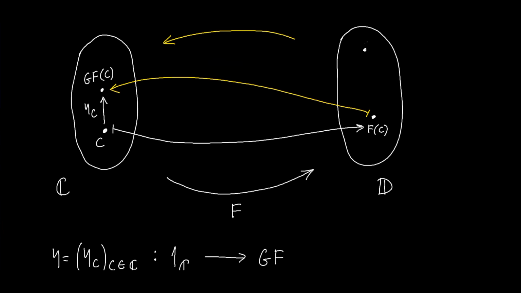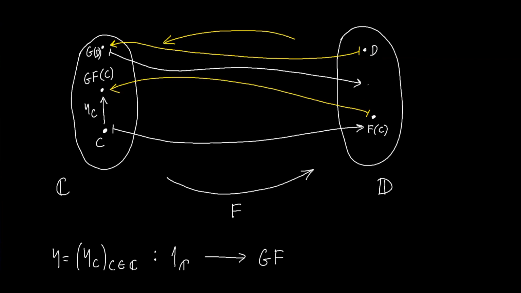D, and I first travel this way to get me to something I'm going to call G of D, because it's the functor G applied to D. And then I return with the functor F, I return back here. And this will give me F of G of D.